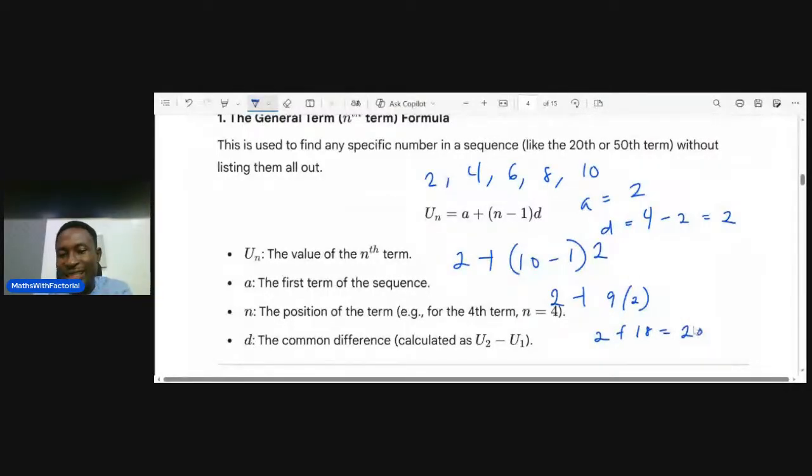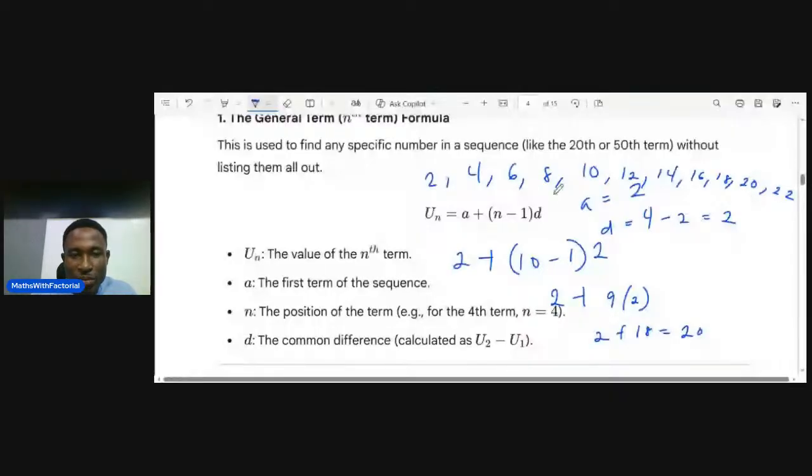Let's check whether we are correct. This is the 10th term, what we just calculated. How do we check? Let's keep adding 2 to this particular sequence. It says 2, 4, 6, 8, 10. What is the next one? 12. The next? 14. 16. 18. 20. 22. Now let's count. This 20 must be the 10th term.